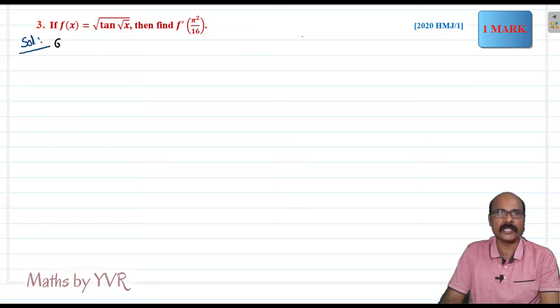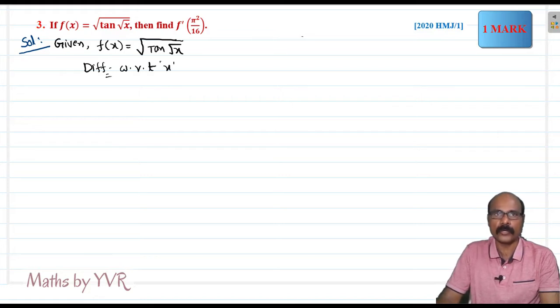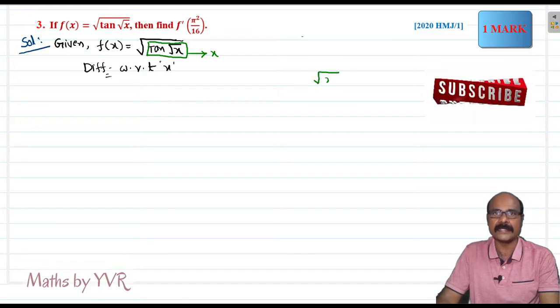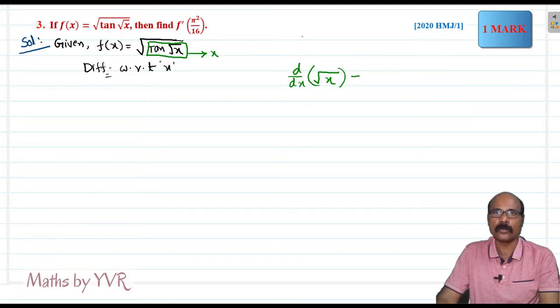So what is the given function here? The given function is f of x is equal to root of tan of root x. Now differentiate this with respect to x. If you observe, the given function is in the form of root x, but inside the root we have a function instead of x. What is that function? Tan of root x. If we consider this tan of root x as x, then this is in the form of root x. Then what is the derivative of root x?